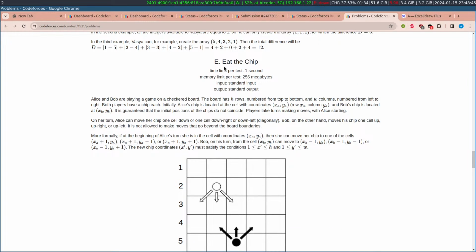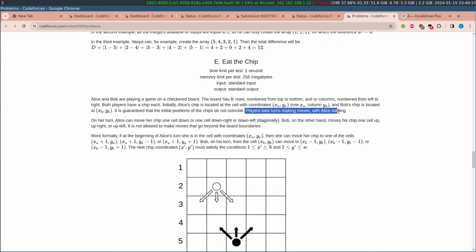Okay, problem E says, eat the chip. Alice and Bob are playing a game on a chalkboard. The board has H rows numbered from top to bottom and W columns numbered from left to right. Both players have a chip each. Initially, Alice's chip is located in the coordinate XA, YA, and Bob's chip is located in XB, YB. It is guaranteed that the initial positions of the chips do not coincide.